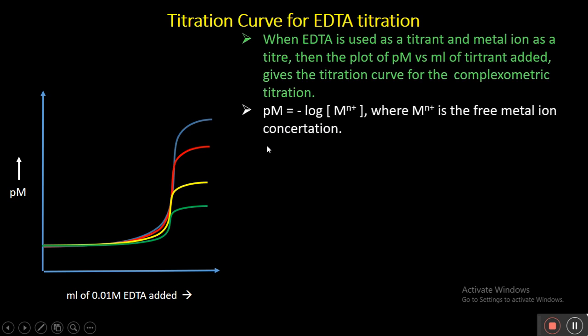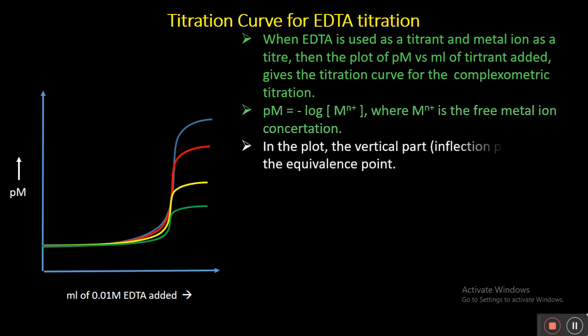So what is pM? pM is the negative log of the metal ion concentration, same as pH. pH is equal to the negative log of the H plus ion concentration. Here we use a cation as the metal ion, so we use this term pM, where M^n+ is the free metal ion concentration.